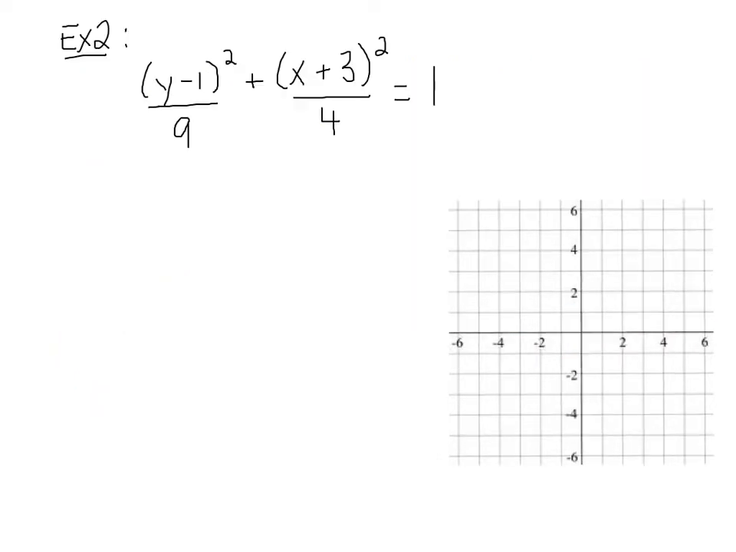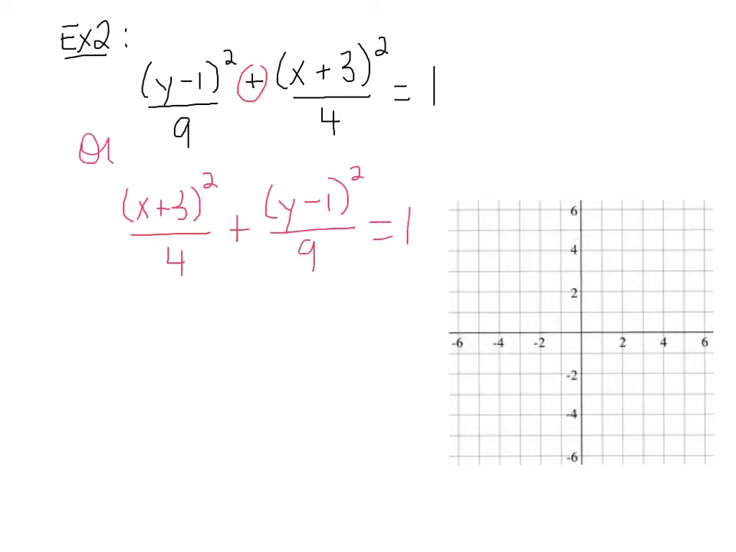Okay, in example 2, notice that we have the y value coming first, but if you remember, addition is commutative, so it doesn't really matter whether the x value comes first or the y value, but in order to keep from making a mistake like I did on that last video, I'm going to rewrite it with the x value coming first and then the y value. So either one of these is correct. Of course, you don't have to rewrite it, but it just kind of keeps you from making a careless mistake.